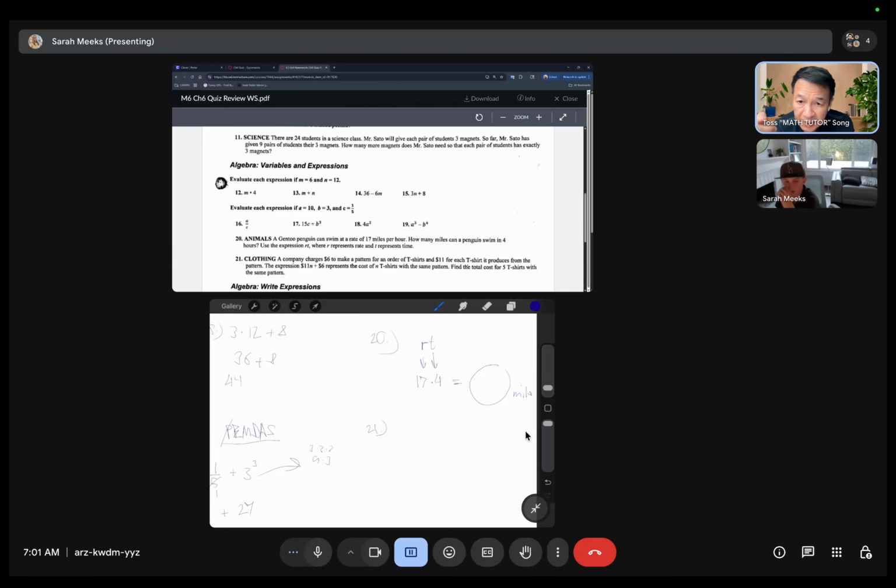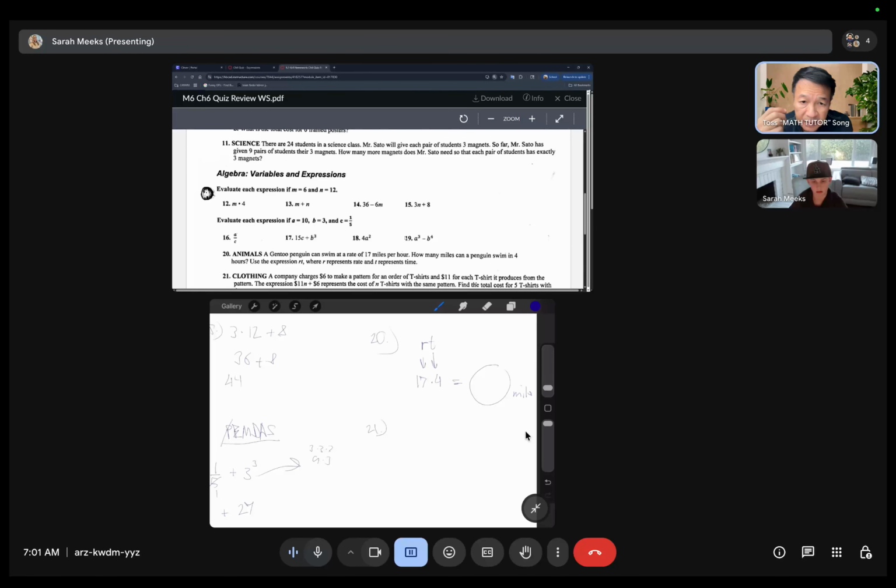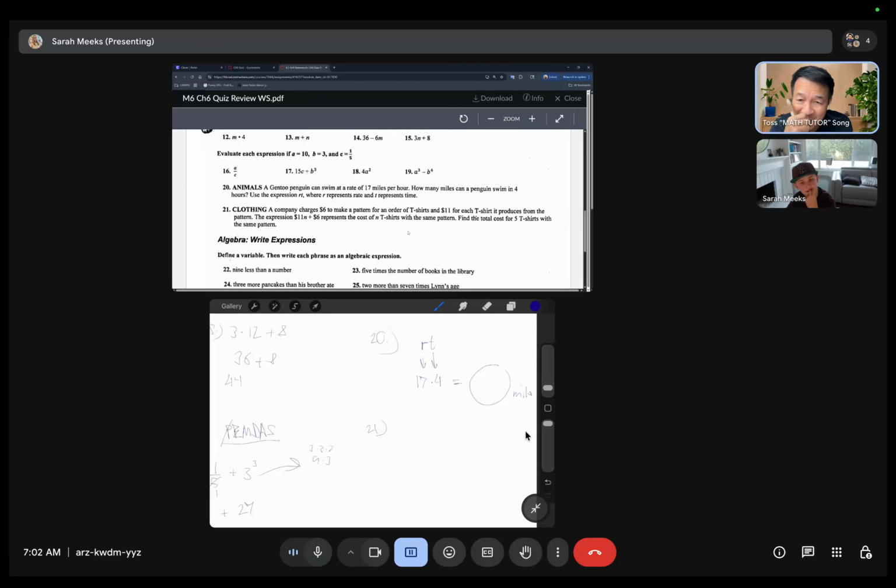A company charges $6 to make a pattern for an order of t-shirts and $11 for each t-shirt it produces from the pattern. The expression 11n plus 6 represents the cost of n t-shirts with the same pattern. Find the total cost of 5 t-shirts with the same pattern.